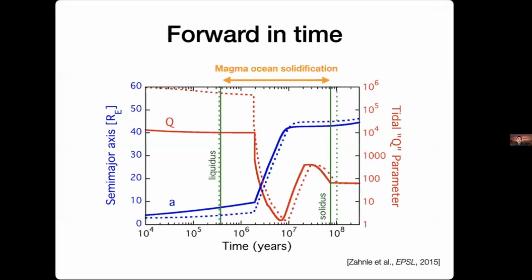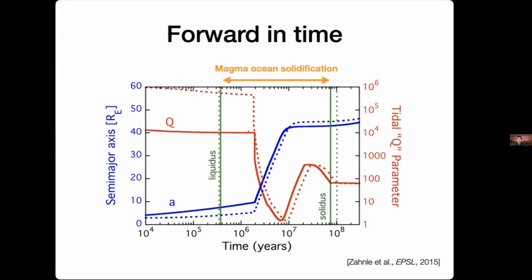And shown in blue is the lunar distance. In their model, the moon started at 3.5 Earth radii, somewhere around here. For the first 2 million years, it moves rather slowly, reaching 10 Earth radii. And then it moves away very quickly and gets to 40 Earth radii in the next several million years. And then the recession slows down and the moon doesn't move much.